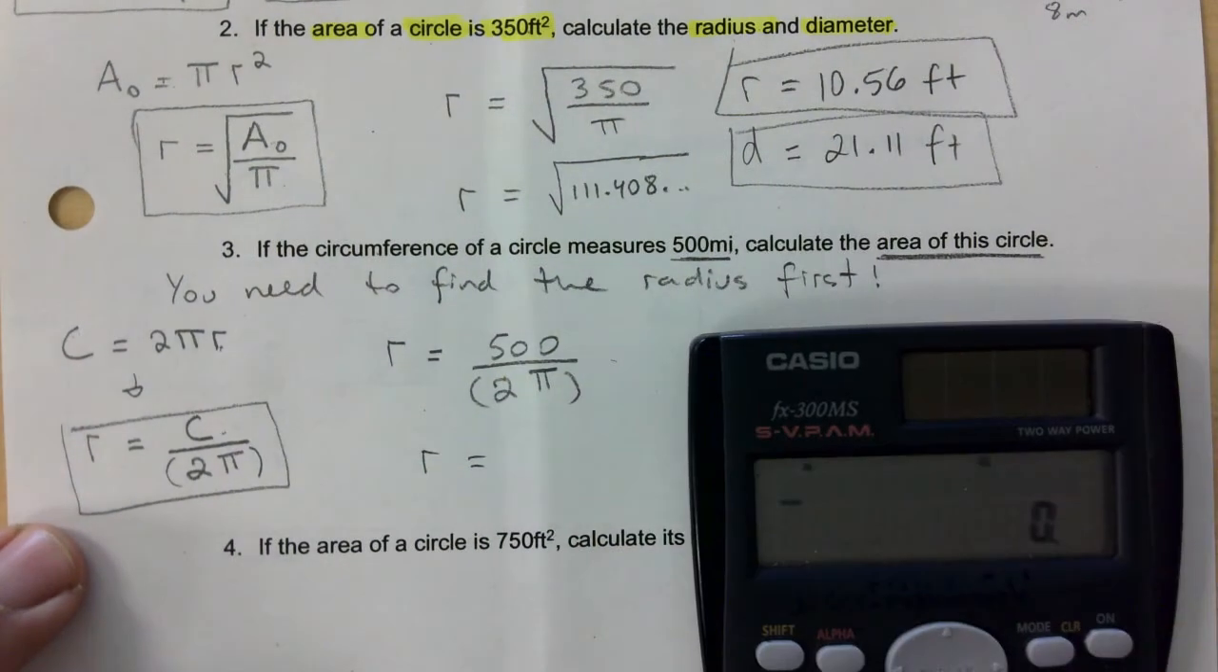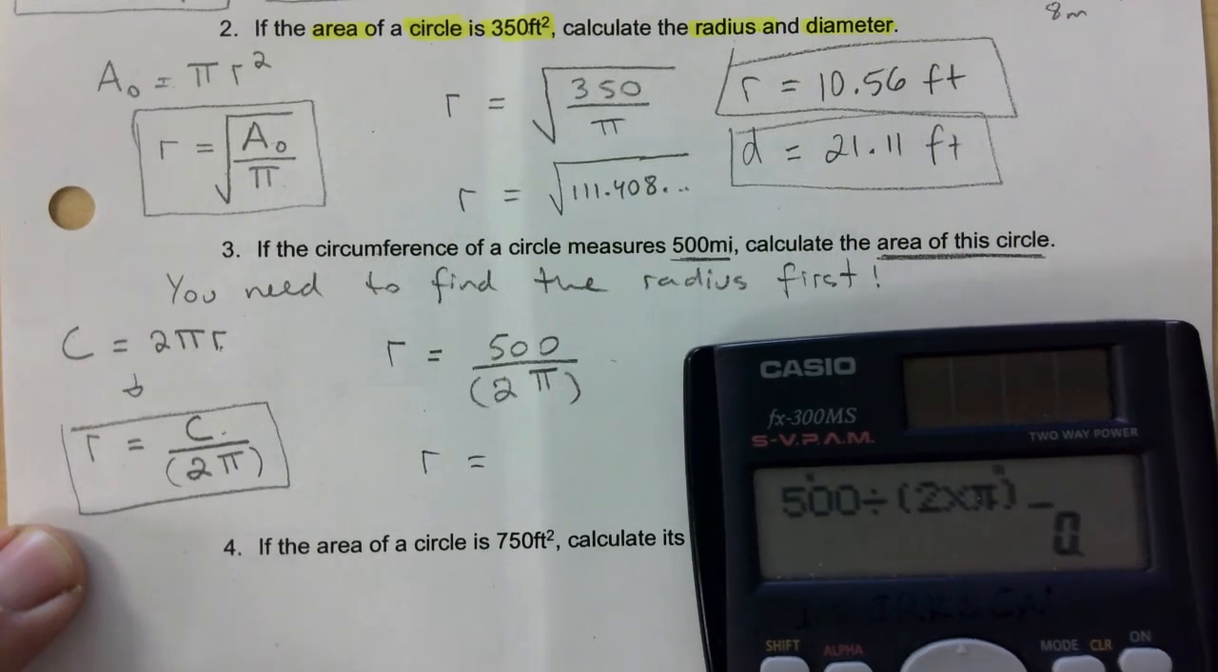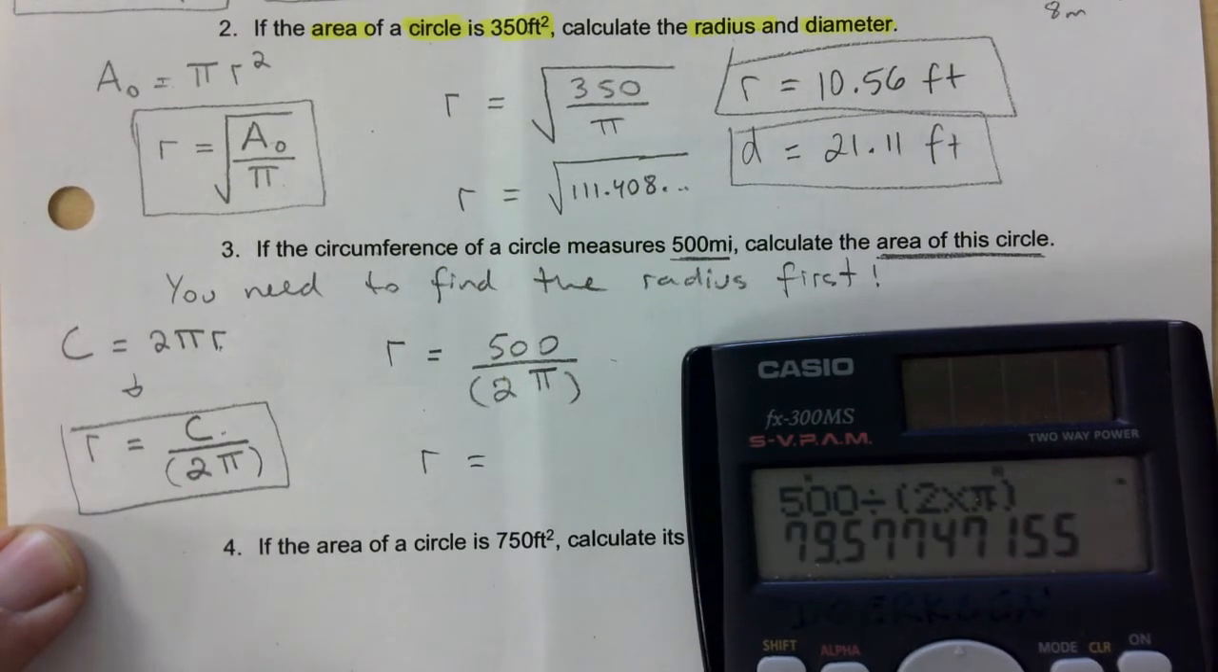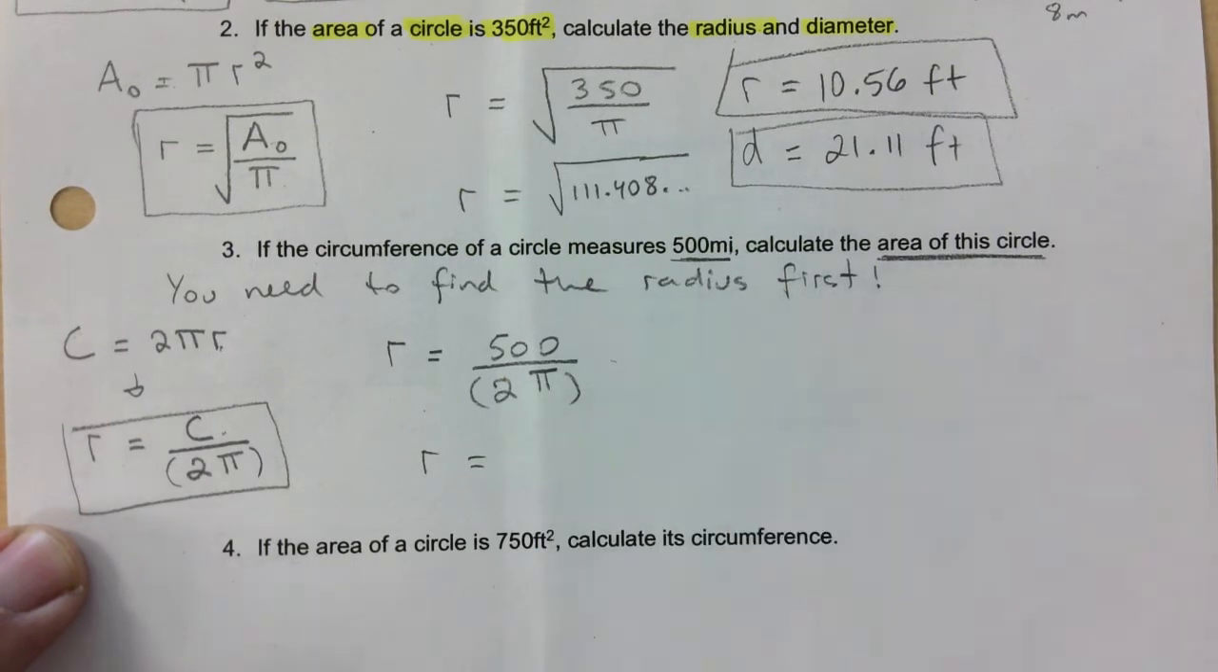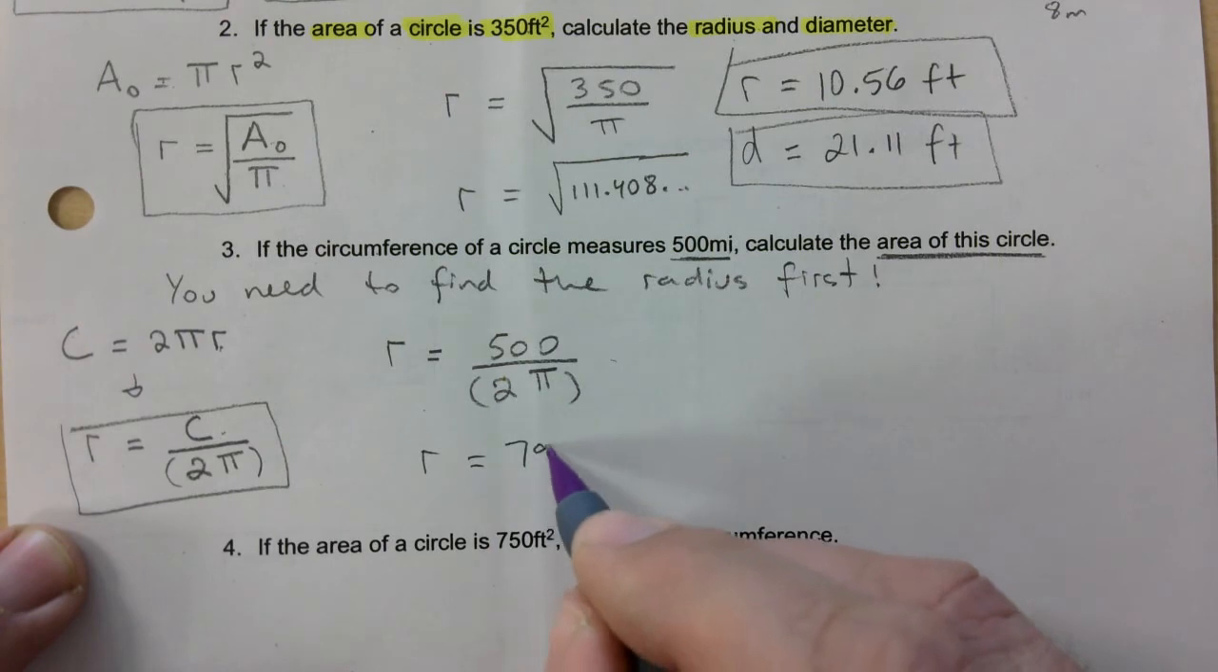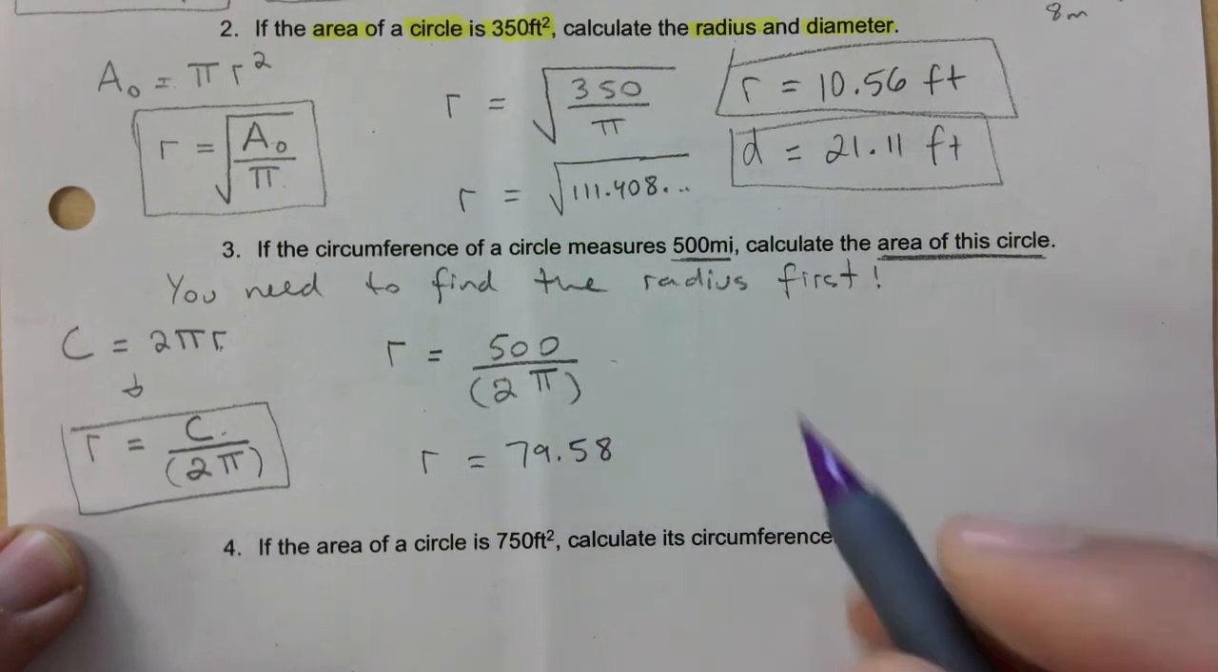And I'll show you how to calculate this. Grab your calculator, not your cell phone, right? You go 500 divided by, and then use brackets. 2 times pi, close brackets like that. Or else you will not get the right answer. And that's 79.58. And we are in miles.